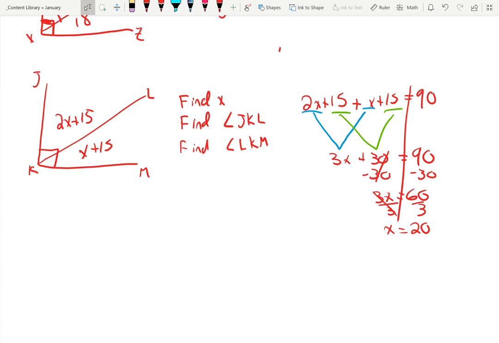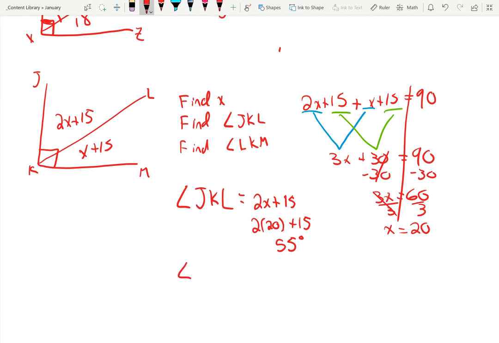Now, if I want to find the angle, let's say JKL, let's do that one first. JKL is the angle, remember, 2x plus 15. Now, since I know x is 20, I can simply plug this in and find out how big that angle actually is. So 2 times 20 makes 40, and 40 plus 15 makes 55. So that angle is 55 degrees.